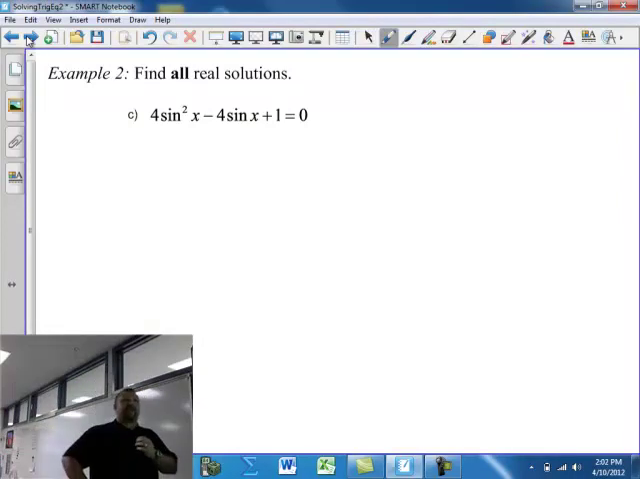We have 4 sine squared of x minus 4 sine of x plus 1 equals 0. No double angles, no weird stuff. X is inside all sine functions, so we can go straight ahead and solve this. We just need to factor. This is more like our ax squared plus bx plus c, so we're going to make a box.